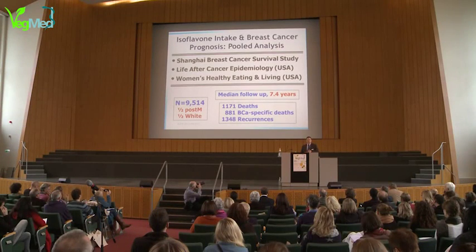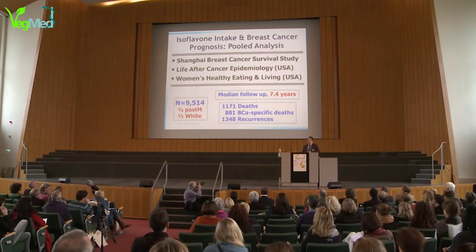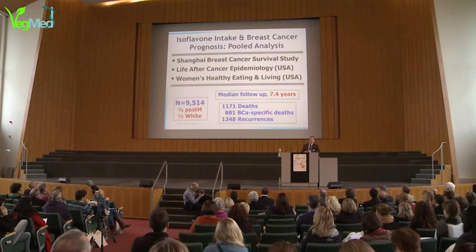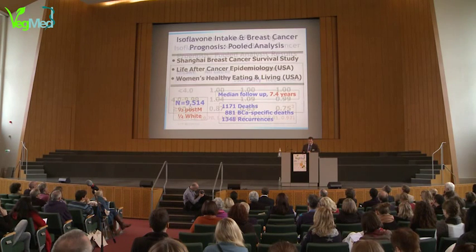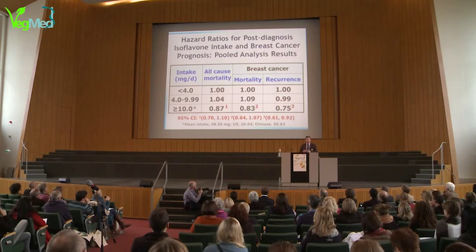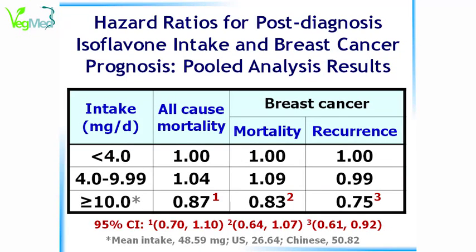During that time, 1,200 women died from all causes, 900 women died specifically due to breast cancer, and 1,348 women had a recurrence of their disease. And again, we have the relative risk of having a second breast cancer, a recurrence of their disease, or dying from all causes, or dying specifically from breast cancer.